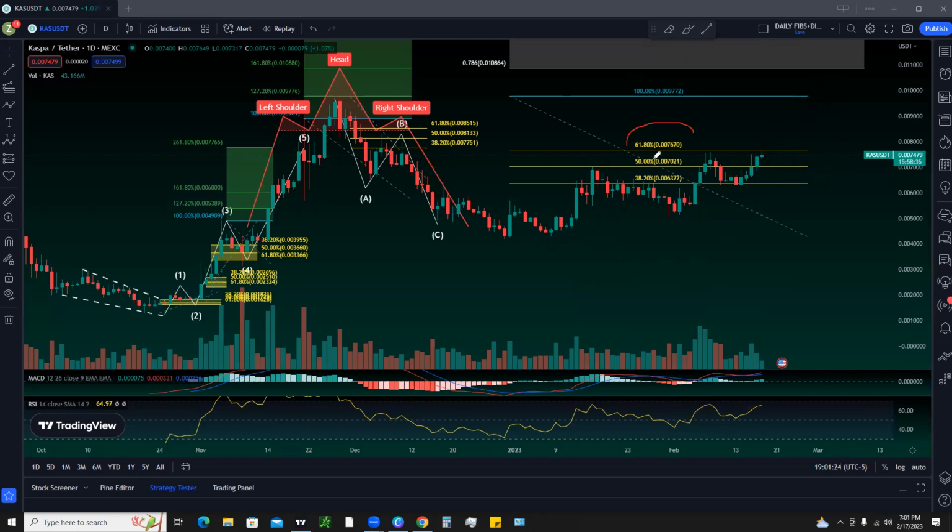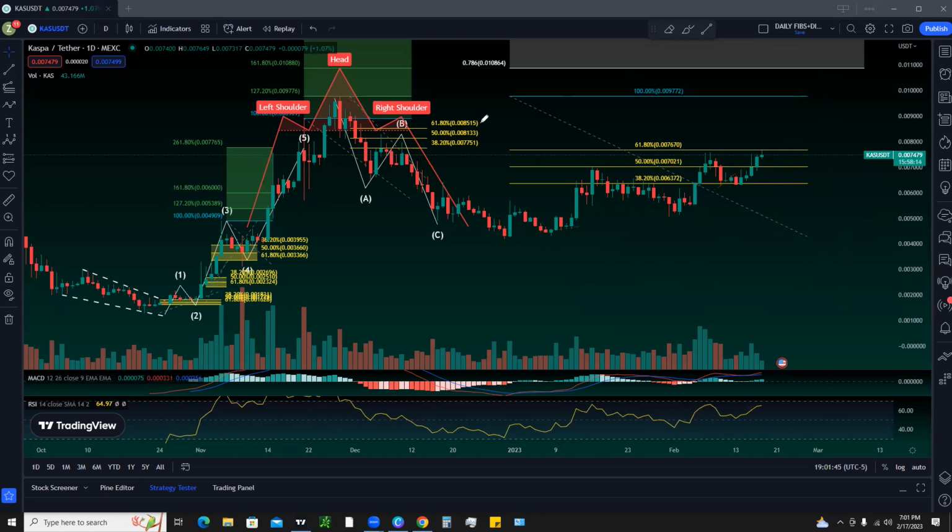All right, so the 61.8% level is going to be 0.007670. That is our main level that we need to break out and flip from resistance to support for us to go higher. Otherwise, again, we have the potential of possibly coming back down and continuing this downtrend, and all of this move up was just a healthy retracement.